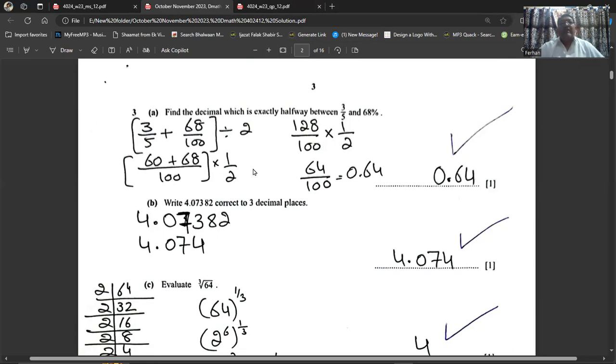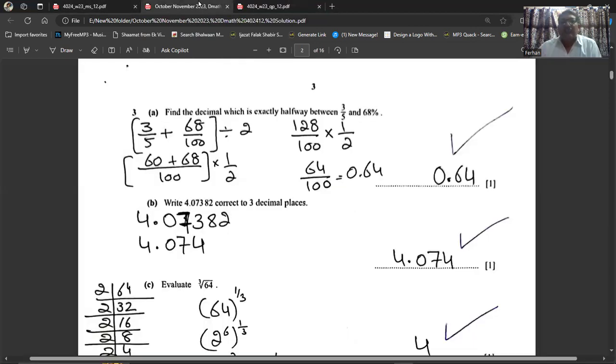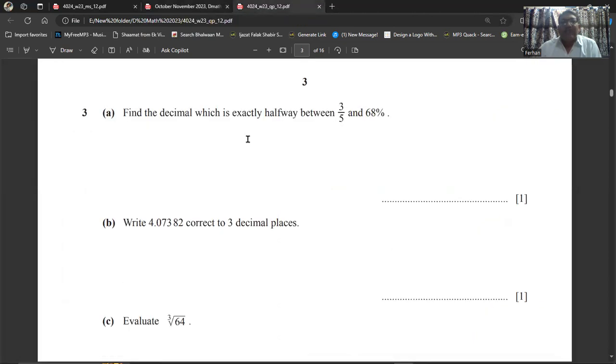So it is 128 divided by 100 multiplied by 1 by 2. So it will be 64 by 100, which will be 0.64. 0.64 is the right answer. This is the solution of that question. I hope you understand.